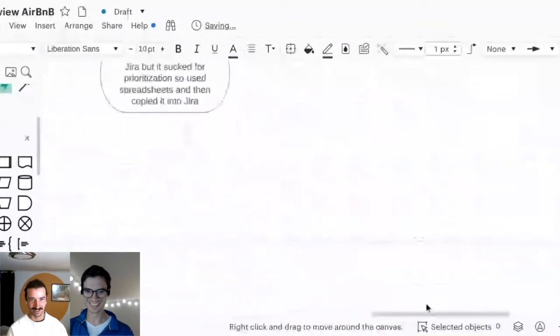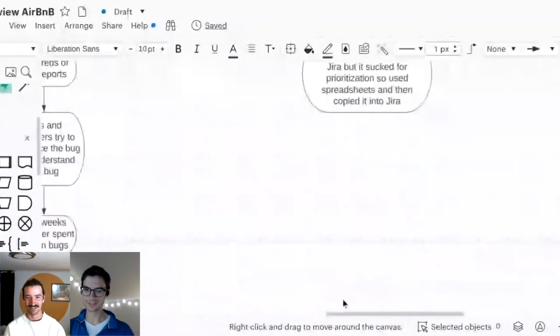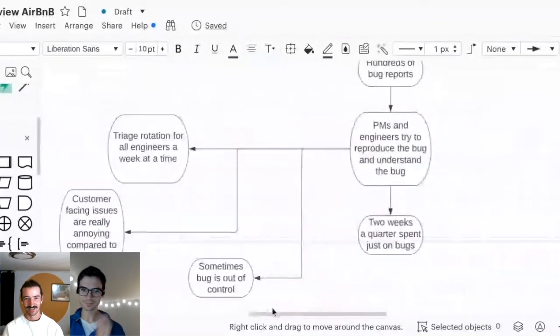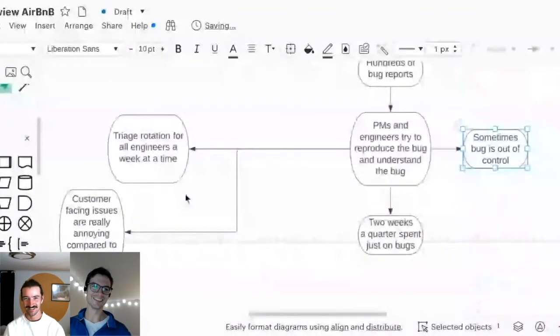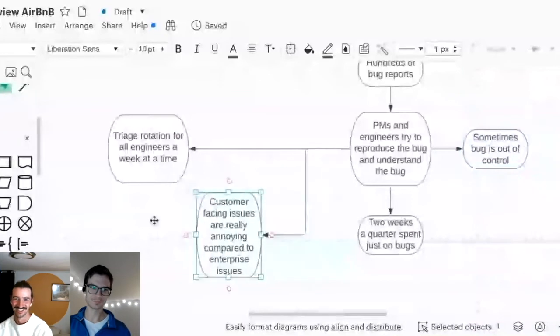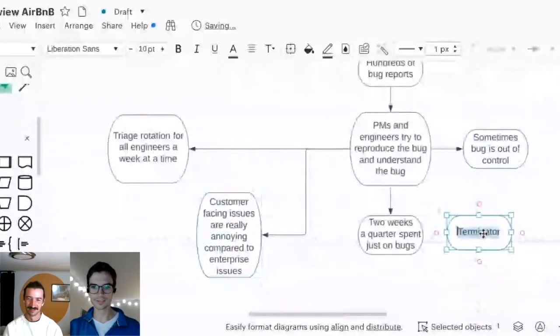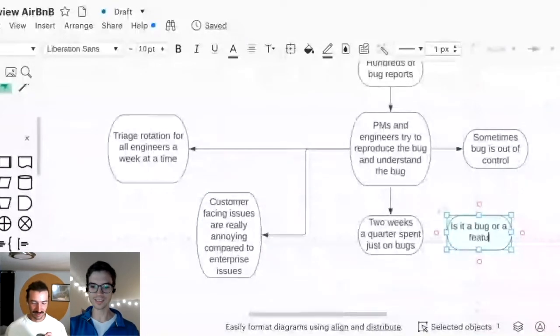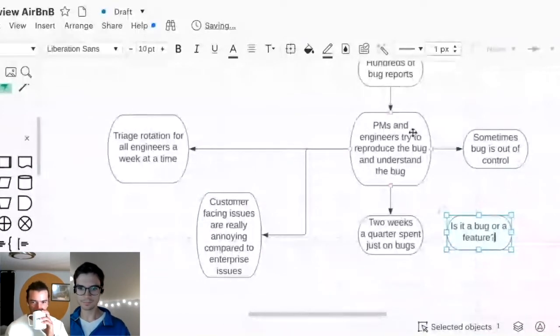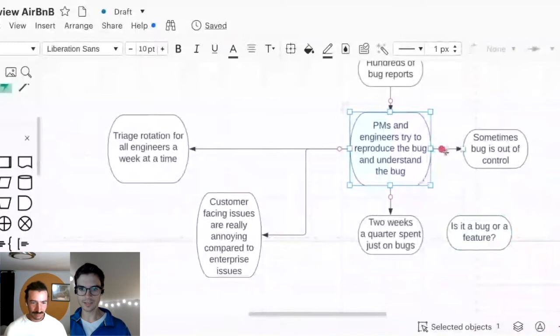My final comment on bugs, and it doesn't need to be on the diagram, is that the difference between a bug and a feature, especially in a system like this, is very ill defined, and that's another level of difficulty. We're sticking it in. Is it a bug or a feature? The endless question. And it's all coming out of this big boy.